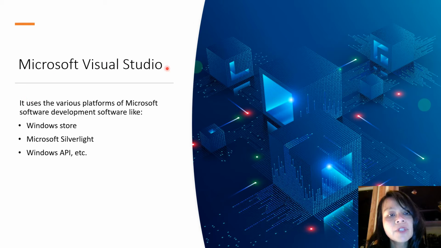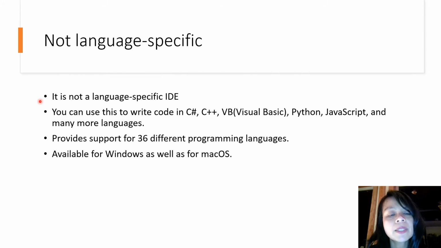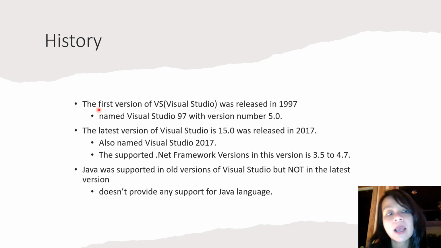So Microsoft Visual Studio uses the various platforms of Microsoft development software, like Windows Store, Microsoft Silverlight, Windows API, etc. So this is not a language-specific IDE. What this means is that you can use this to write code in C#, C++, Visual Basic, Python, JavaScript, and many more languages. It provides support for 36 different programming languages. It's available for Windows as well as Macs.